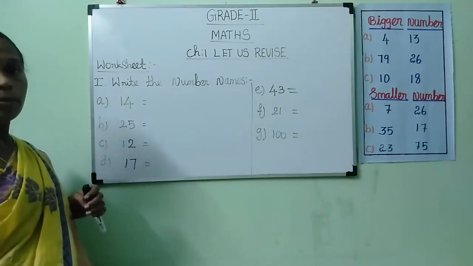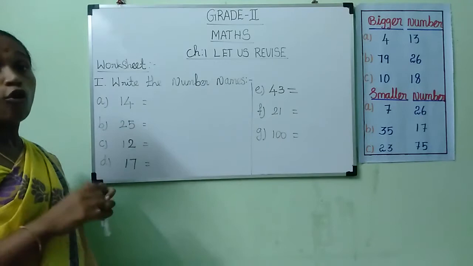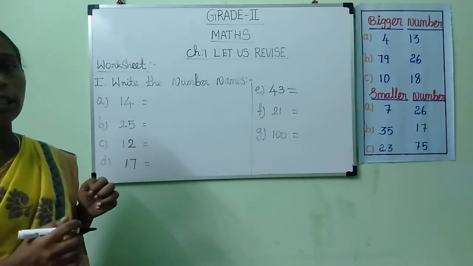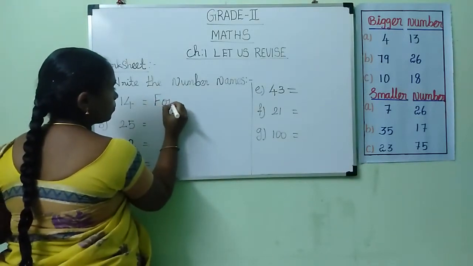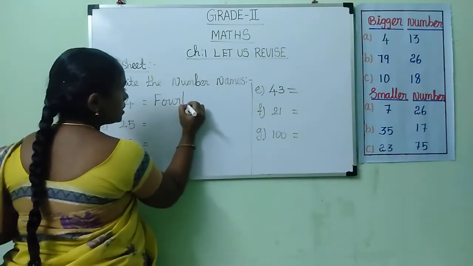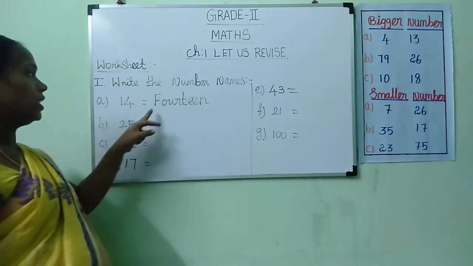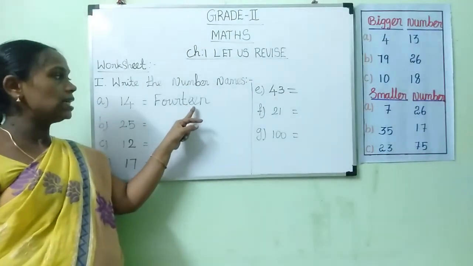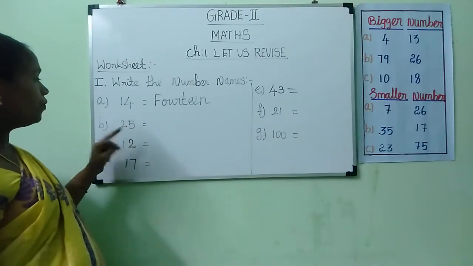How to read this number? 1 4 means, yes, 14. What is the spelling of 14? F-O-U-R-T-E-E-N. 14. The second one, 2 5.